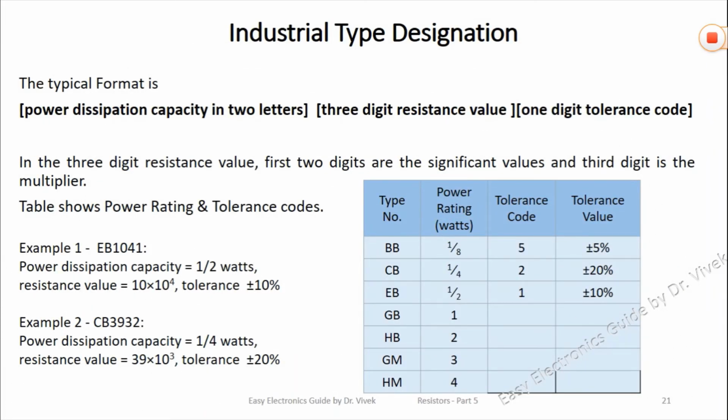Industrial type designation also belongs to alphanumeric coding. Here 2 letters and 4 digits are used normally. The first 2 letters show the power dissipation capacity. The first 3 digits out of the 4-digit code designate the significant figures and the last digit represents the tolerance as per the given table.